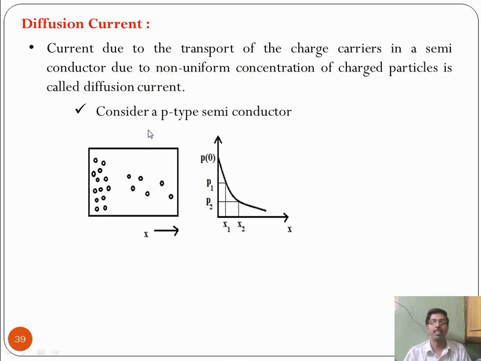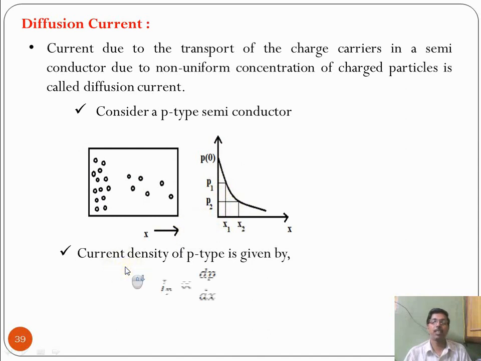Consider a p-type semiconductor in which there is a non-uniform concentration of the charged particles. Depending upon the distance, the charge carrier concentration is entirely different. It varies. At a distance x1, the charge carrier concentration is p1, and at a distance x2, the concentration is p2. This is shown in the diagram for a p-type semiconductor. These are the holes, and the concentration of holes at various distances varies: at x1 it is p1, and at x2 it is p2.